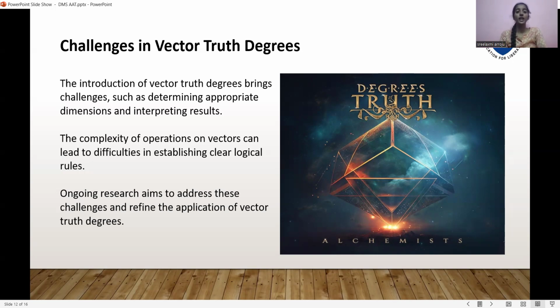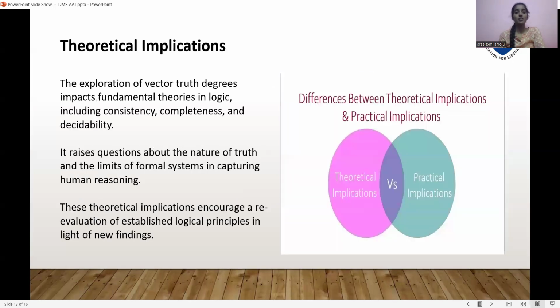Challenges in vector truth degrees. The introduction of vector truth degrees brings challenges such as determining appropriate dimensions and interpreting results.